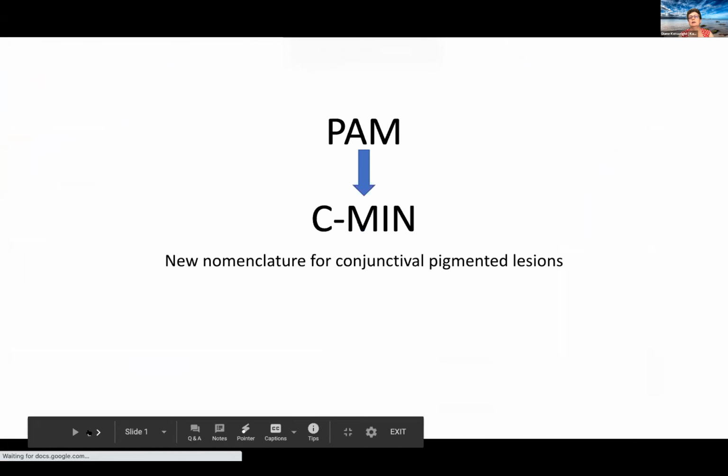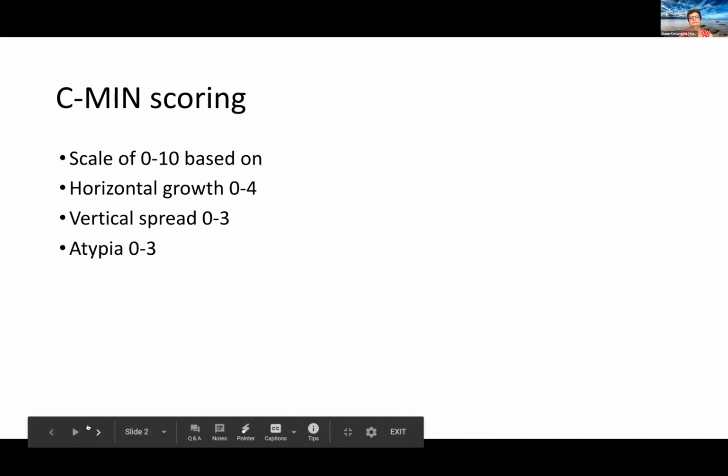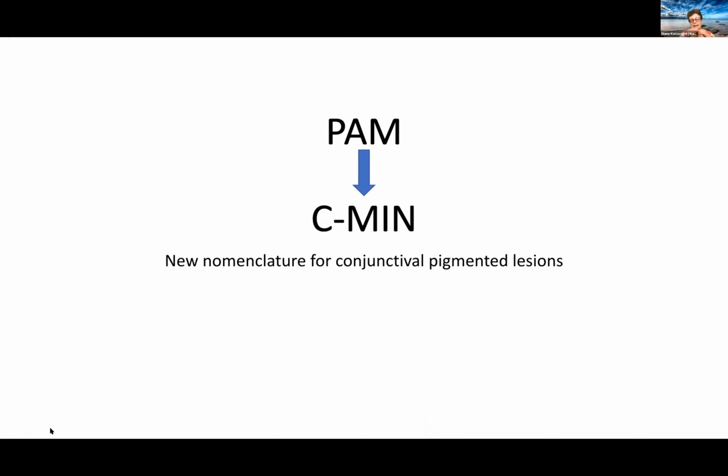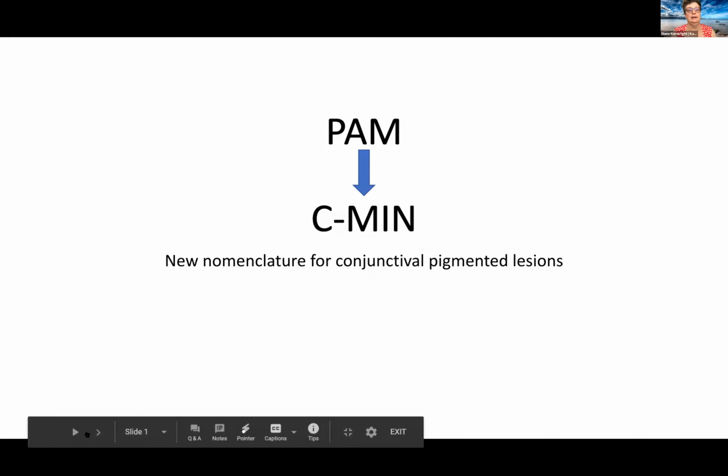Right, here we go. So PAM is now Seaman, a new nomenclature for conjunctival pigmented lesions. One of the registrars asked me, if we have PAM without atypia, is it included in the Seaman classification? And I think the answer is yes, and I will show you how here.